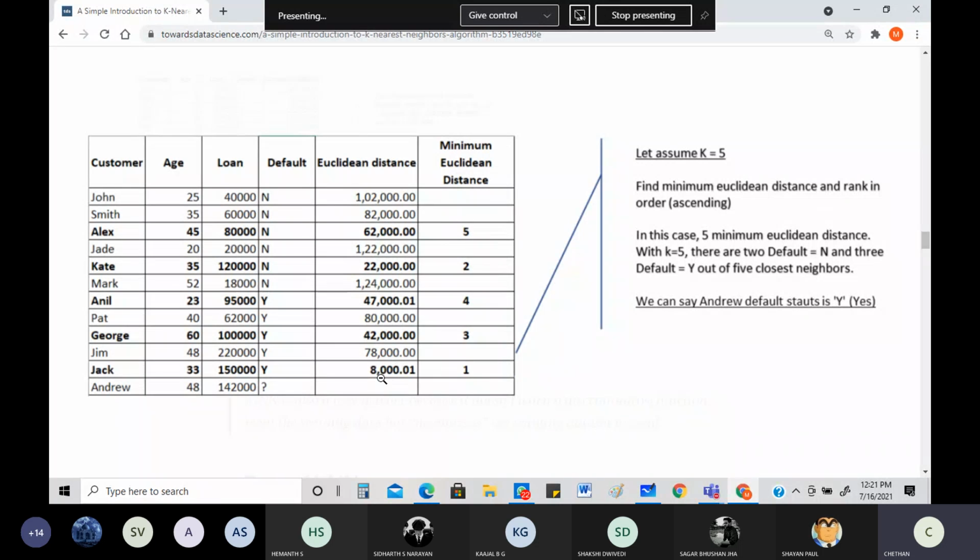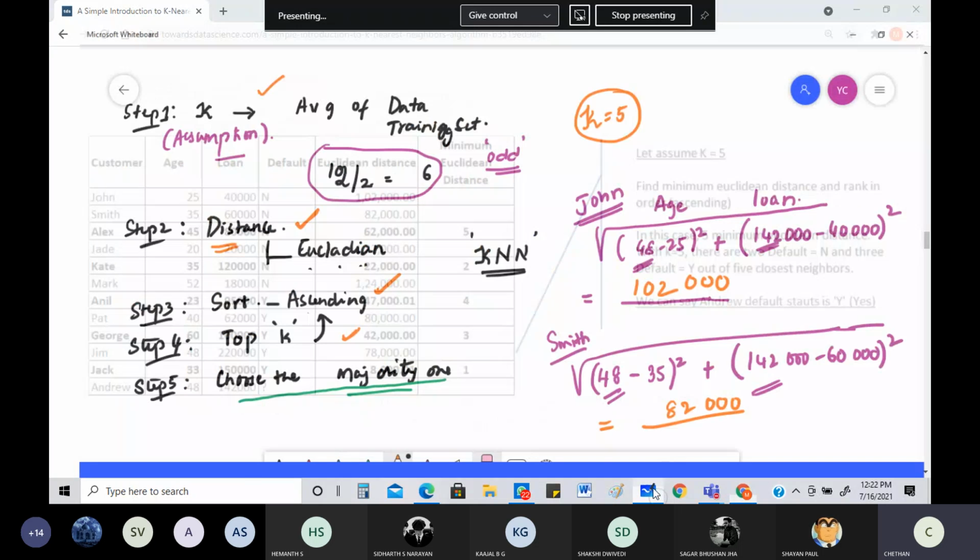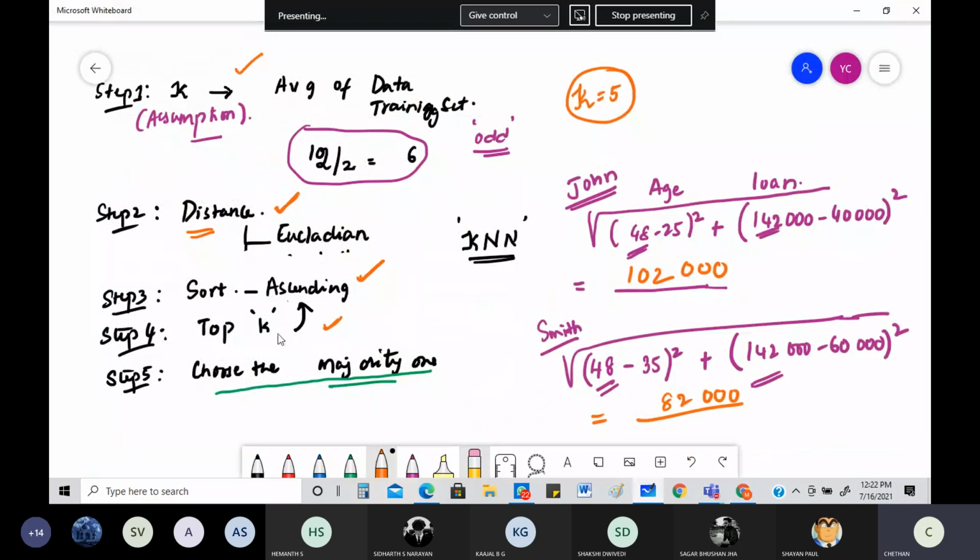Now you see 8. That's the first one if you put it in ascending order. Second one is 22, third one is 42, fourth one is 47, fifth one is 62. Why have I chosen only 5? I told you very clearly, you choose the top k. What is the top k? Top 5.